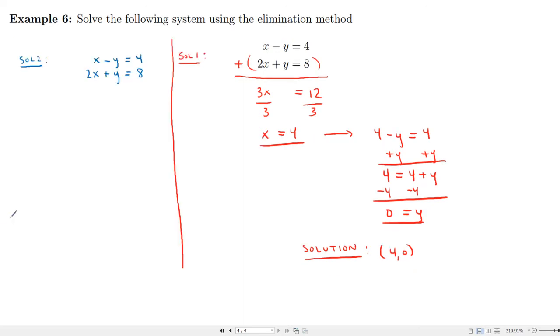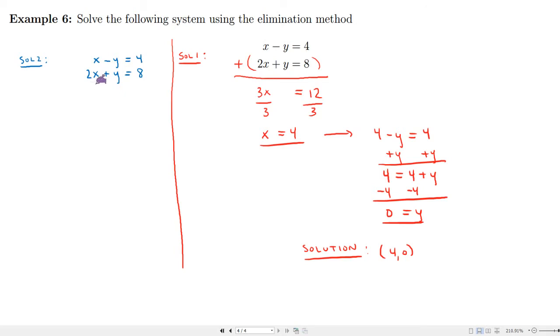So one thing I'd like to show you is how to actually solve this problem another way. The way that we just solved it was we eliminated the y variable, but I want to show you that that choice is actually arbitrary. I'm going to solve it a second way, and let's try to eliminate the x variable instead.